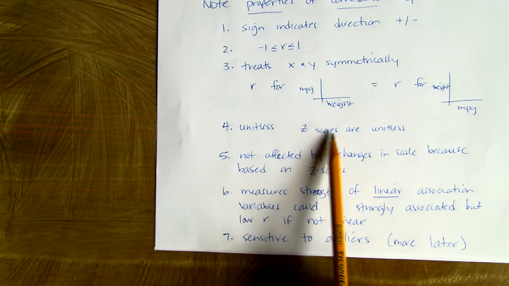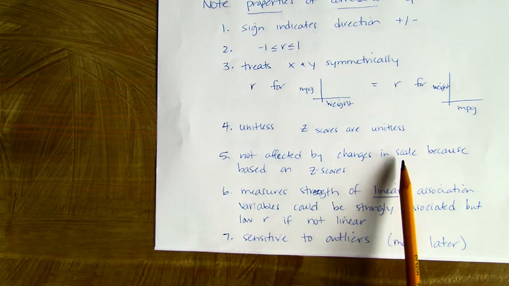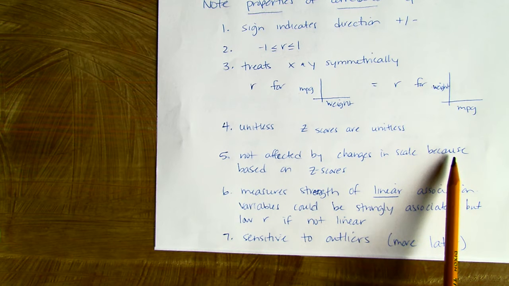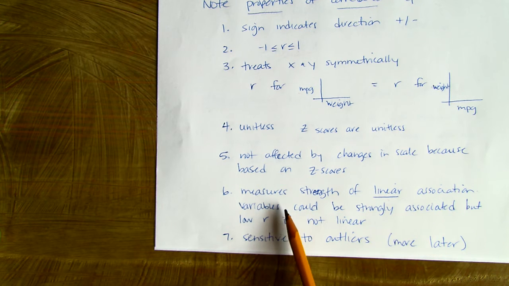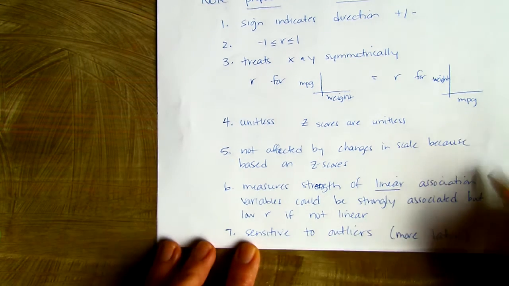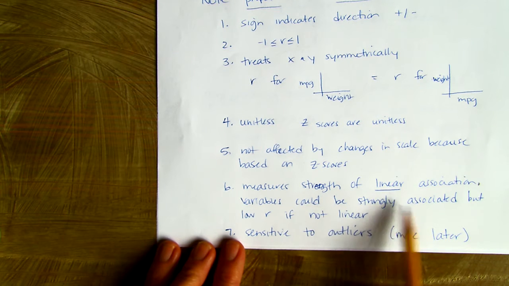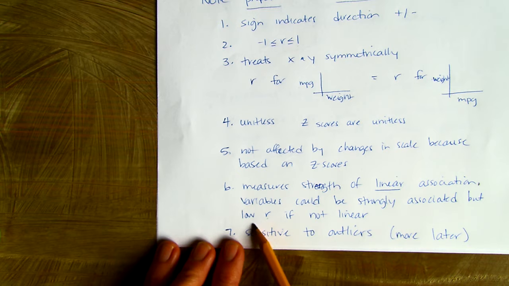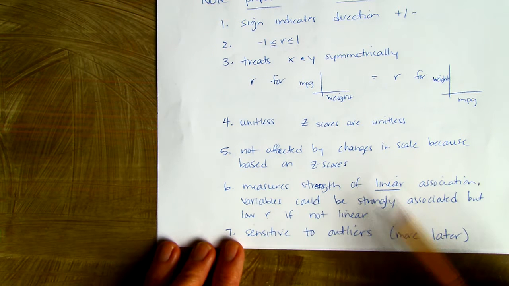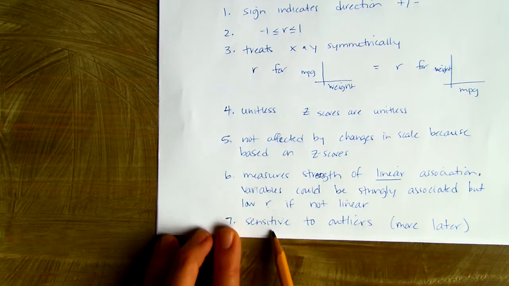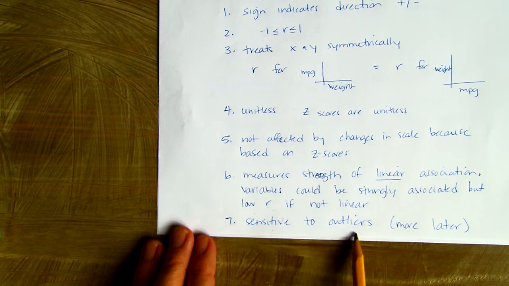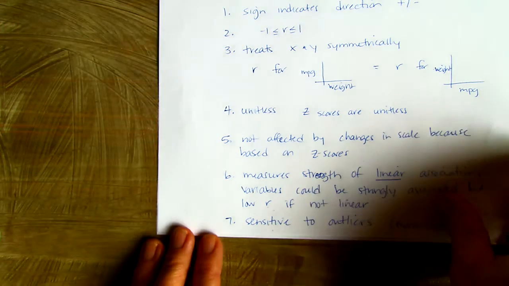It's unitless because we're talking about z-scores. It's not affected by changes in scale because we're talking about z-scores. It measures the strength of a linear association. Variables could be strongly associated, but the R could be low if it's not linear. For example, the pain relief and the drug dose. It's probably a pretty strong association, but if we graphed that and tried to fit a line to it, our R might be kind of low because it's not linear. And it is sensitive to outliers. An outlier can change that, and again, we'll investigate that later.